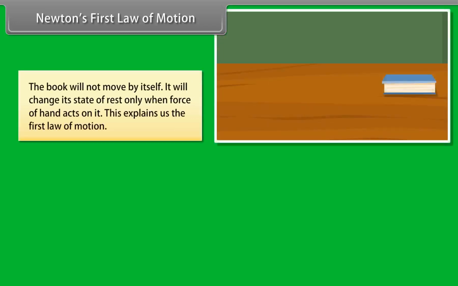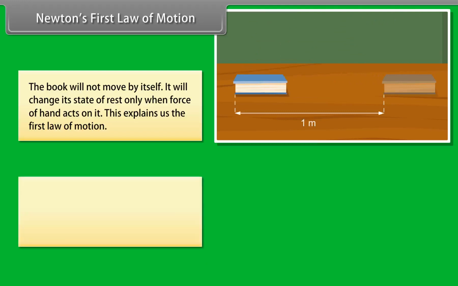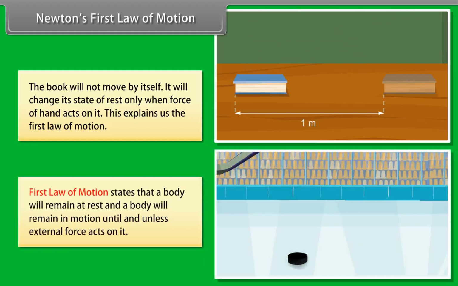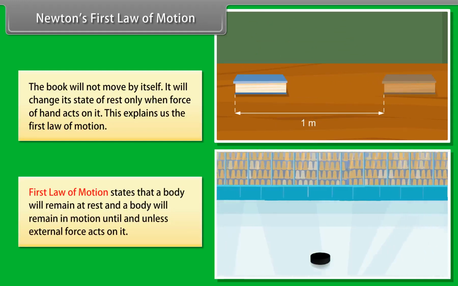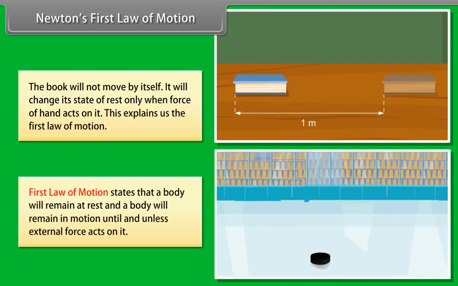Newton's first law of motion. The book will not move by itself. It will change its state of rest only when force of hand acts on it. This explains to us the first law of motion. The first law of motion states that a body will remain at rest, and a body in motion will remain in motion, until and unless an external force acts on it.